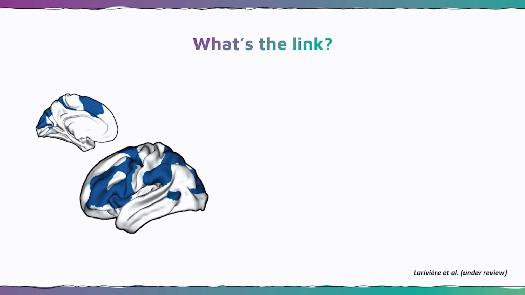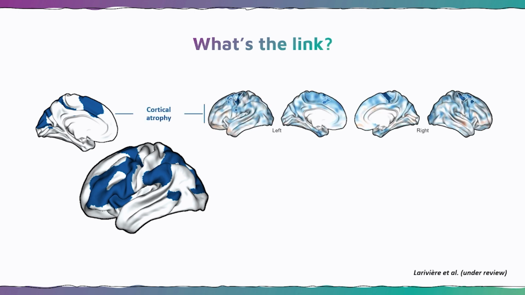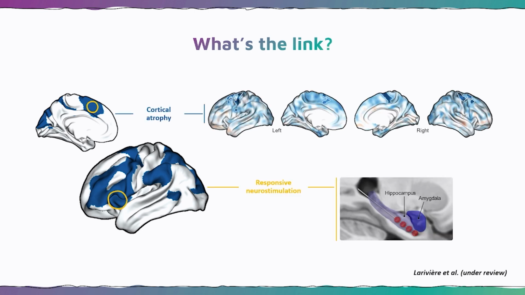This blue negative network not only encompasses cortical atrophy patterns, but we also found that functional connectivity of responsive neurostimulation electrodes, or RNS, which is a device that's implanted in the brain to detect seizure activity and respond to it by stimulating, in this case, the hippocampus, was relevant. Functional connectivity analysis from these electrodes to that blue network was associated with therapeutic benefits.